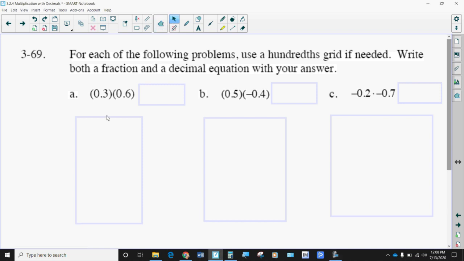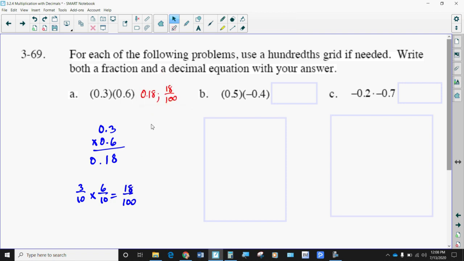All right, let's see what we got for problem A. If we start with the decimal, we learn, right, that we multiply the numbers together and you count 1, 2 decimal places. So 3/10 times 6/10 has to be 18/100. And when you convert them to fractions, you see exactly 18/100. So our answer for this is 18/100.